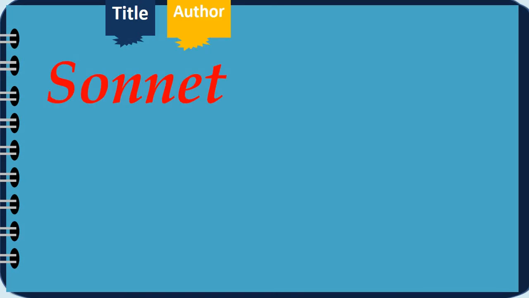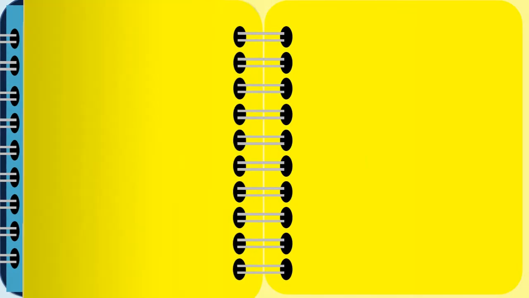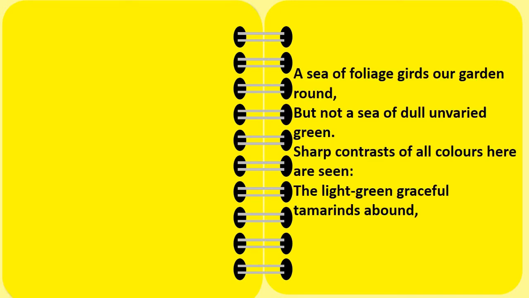Today we will learn a new poem. It is titled Sonnet. This sonnet has been written by Toru Dutt. She was born in the year 1856 and died in 1877. She was from West Bengal. She was born in Kolkata. She is one of the first Indian writers to write in English. Imagine, around 125, 140 years back itself, she started writing in English. She's a very talented poet, a writer.